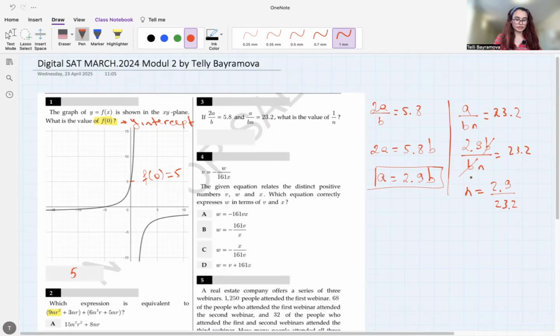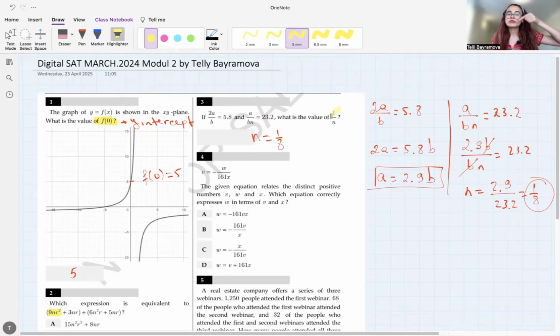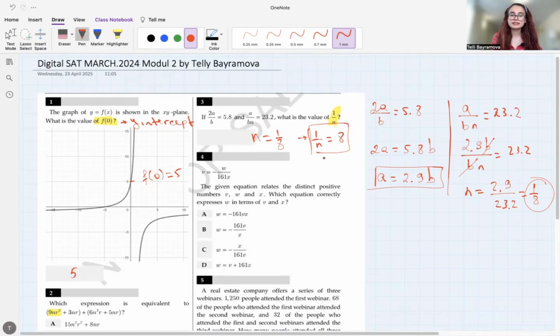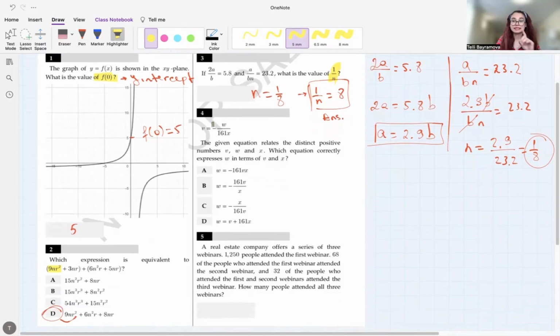So 2.9 over 23.2 is 1 over 8. So I found n. n equals 1 over 8. But what the question asks from you, 1 over n, means the reciprocal of n. So what is this? 1 over n will be just 8. The answer is 8.